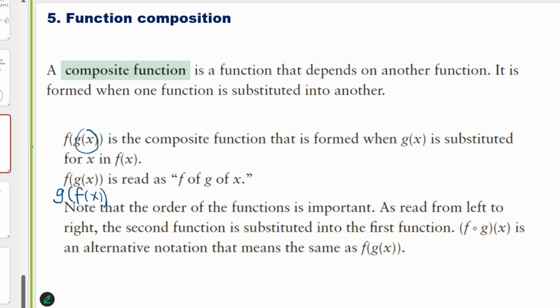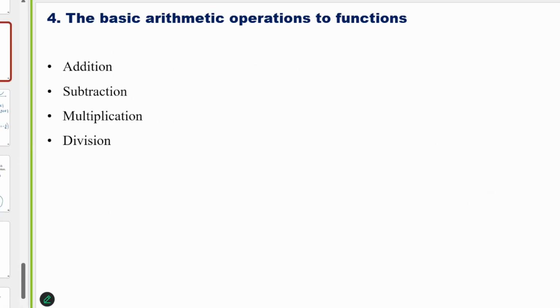Another way we can use to express the composite function is this symbol here. You use a small circle to denote the word "of." This means f of g of x, which is the alternative notation. That means the same as f of g of x. You see that? Okay.